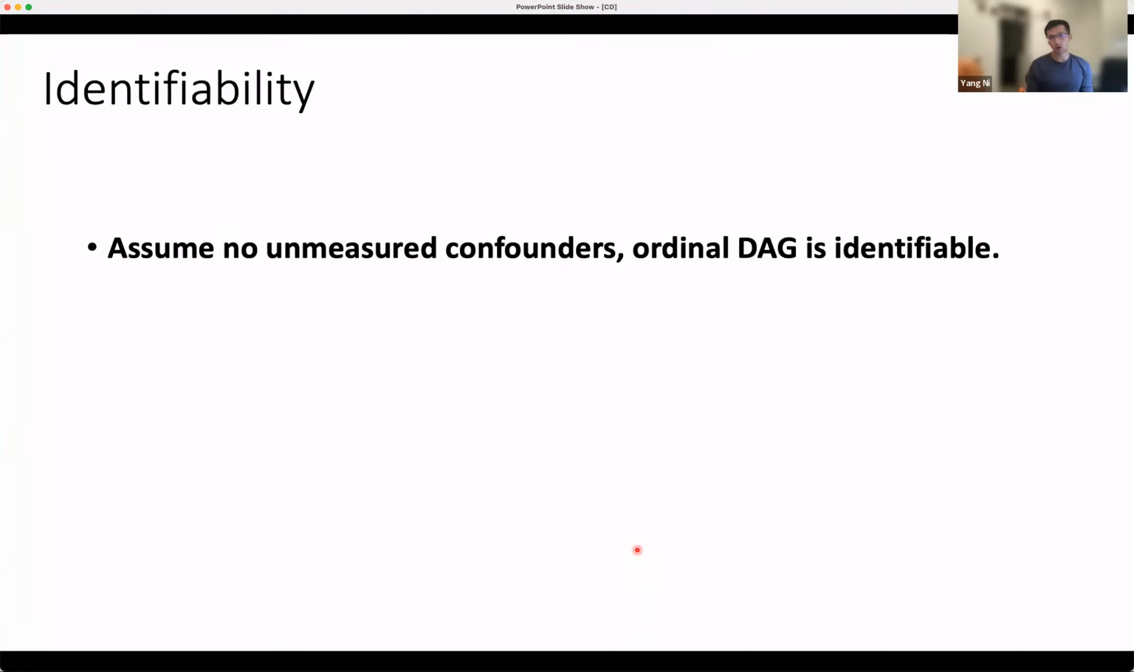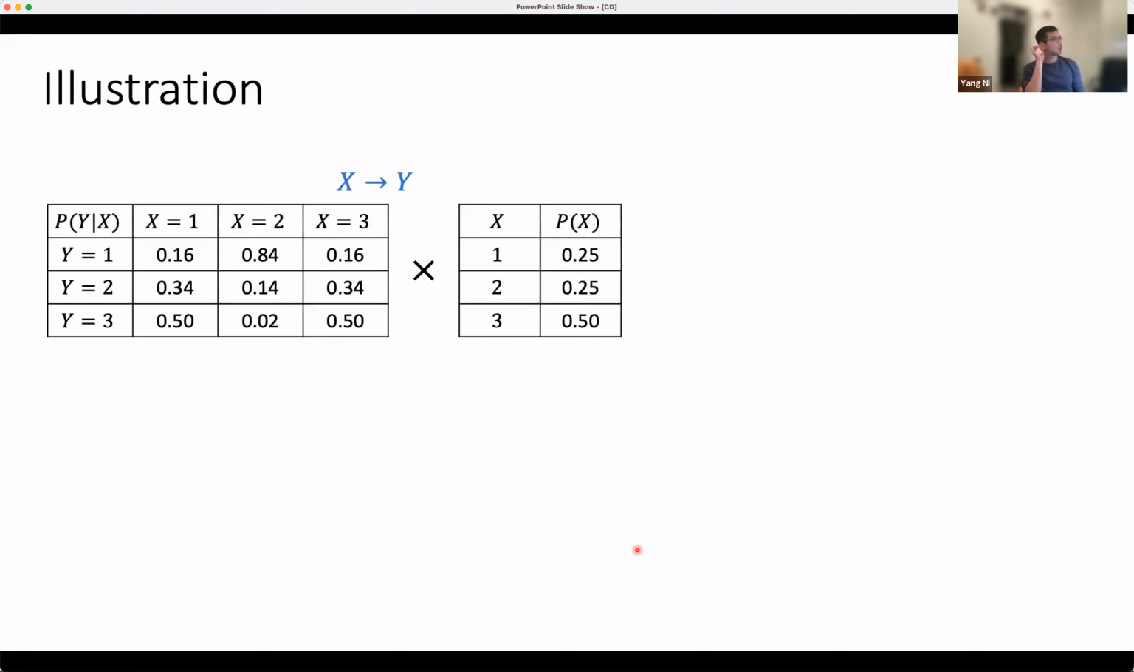I'm not going to show the proof in this talk, but instead I'm just giving you some intuition as to why this may even be possible. We're going to look at a simple example, just involving two variables, x and y. We'll start from the model in which x causes y. So in the blue model, x causes y.